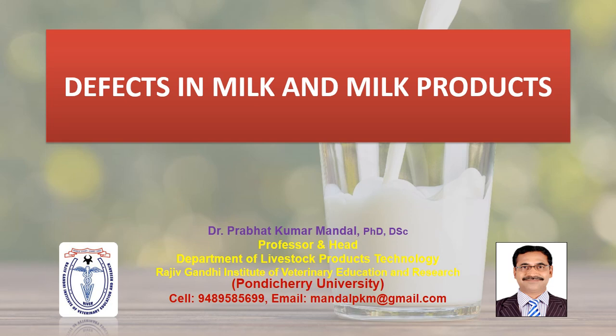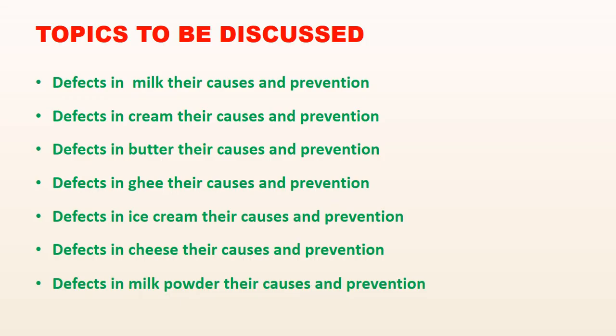So we have discussed the preparation of many milk products. There can always be some defects, so we will discuss them, their causes and their prevention. Already I have mentioned the topics we are going to discuss today in this lecture. First is briefly about the defects in milk, their causes and prevention. Mostly here I will discuss a few spoilage types and their causes. Then more about the different dairy products.